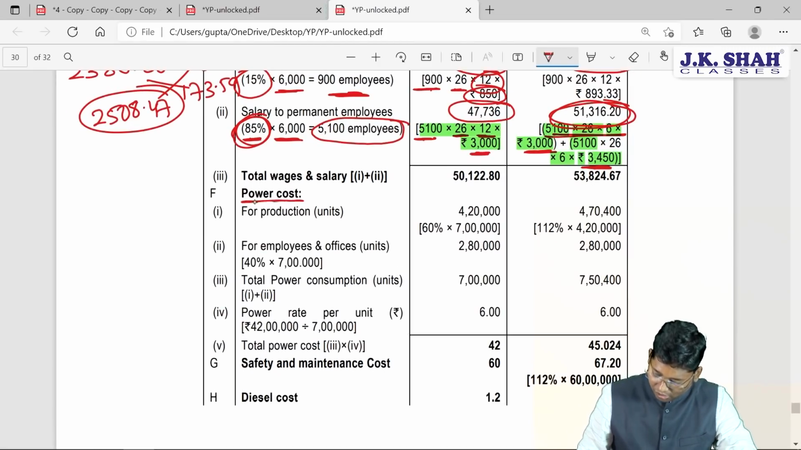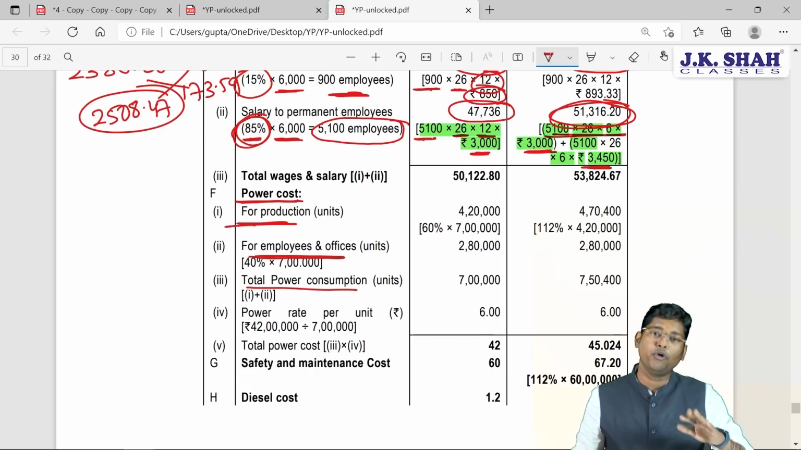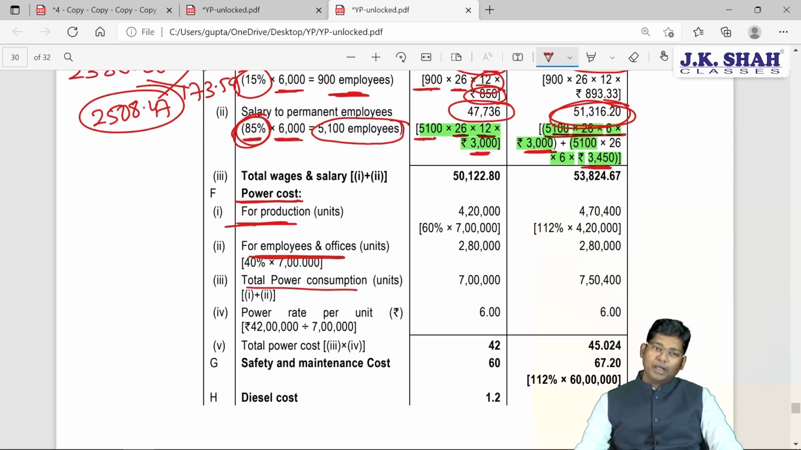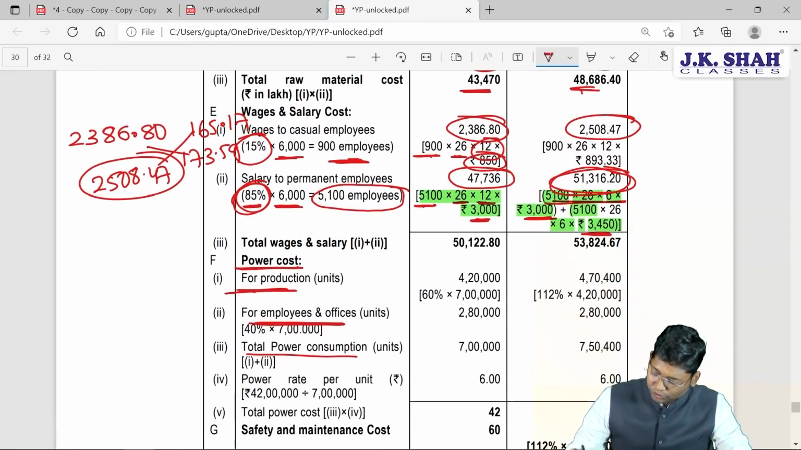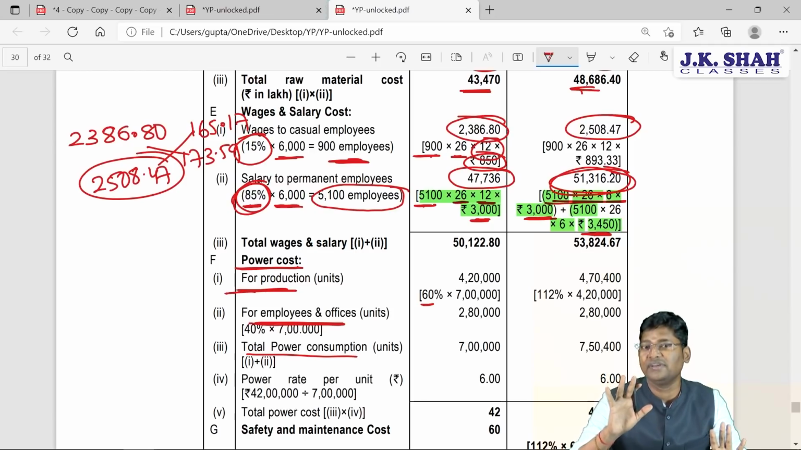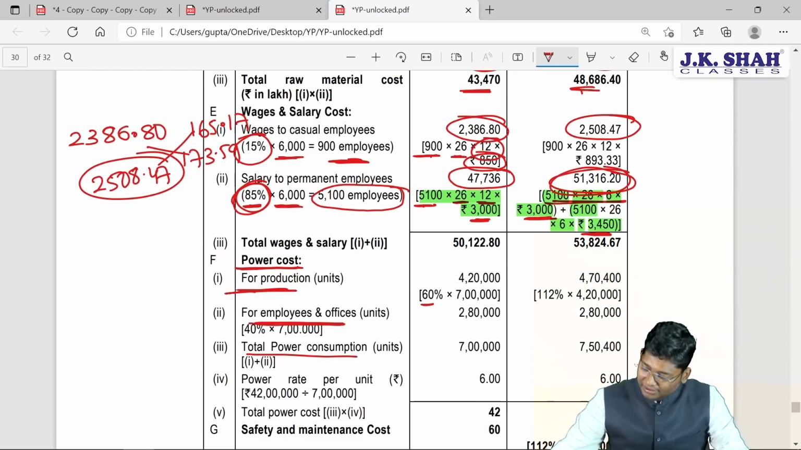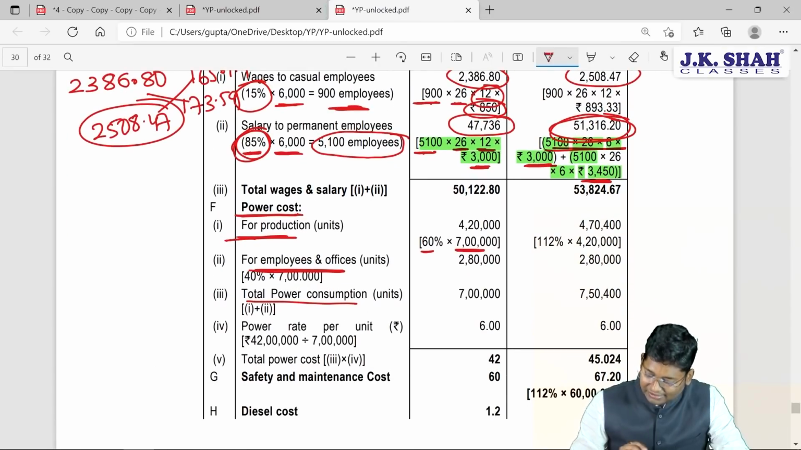That means all power cost is divided into 3 parts. Production power cost, then employee and office related power cost, this is given in the question, and total consumption we can compute according to this bifurcation. According to the given breakup, out of total power, 60% is related to production. What is our quantity of production? 4,20,000 and 4,70,400. These quantities you should take, and you have to calculate 60% of that. Sir, how to calculate? Try and understand, it is very simple. If you want to calculate this easily, you are going to get the same quantities again, as the 7 lakhs is given in the question.